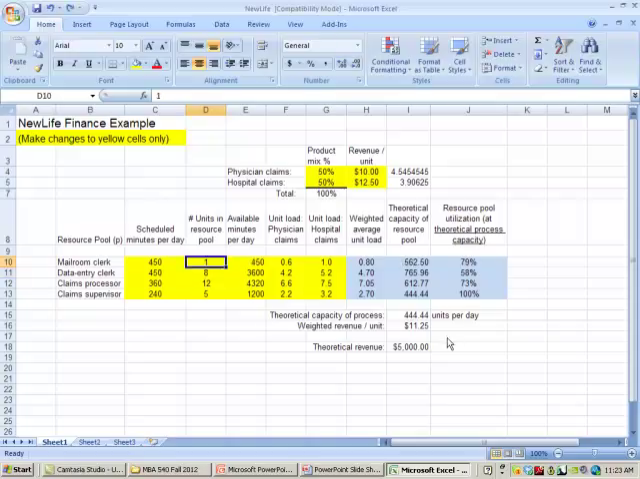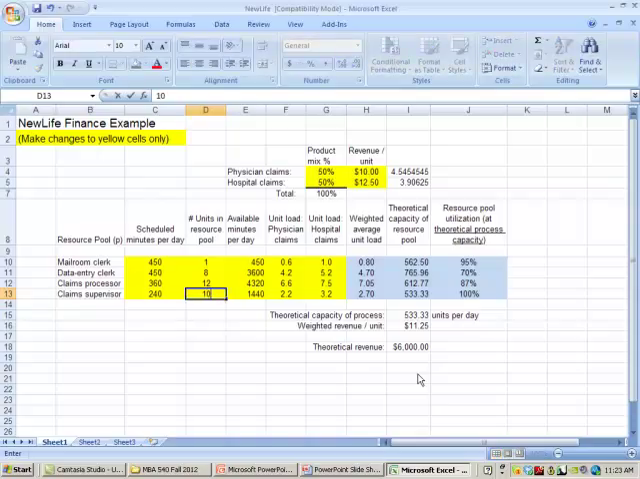If we want to increase the capacity of this process, then we need to do something here with claim supervisors. If we add a sixth claim supervisor, now we should see a difference in the theoretical revenue. And in fact, we do. It goes up to $6,000.